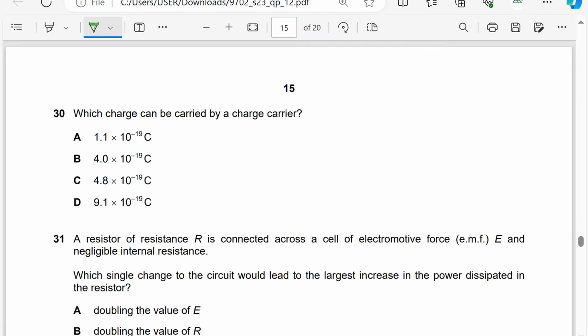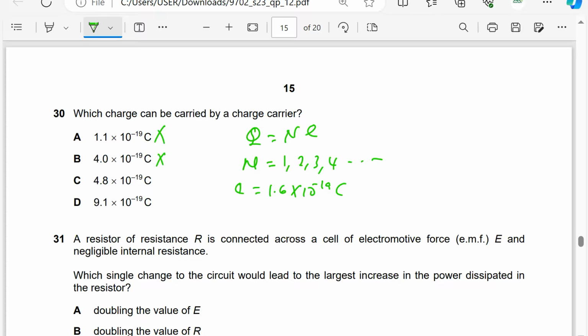Which charge can be carried by a charge carrier? Remember, charge is quantized. Charge does not take on any random values, but is a multiple of the elementary charge e. So charge should be equal to n times e, where n is a whole number: 1, 2, 3, 4, and so on. The smallest charge is 1.6 times 10 to the power of minus 19 coulombs because charge is quantized. So A is wrong.